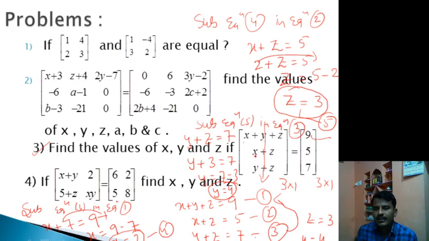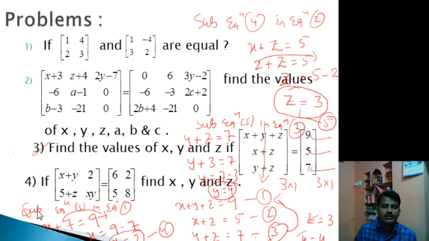X plus z. X is equal to how much? 2. Z equal to 3. 2 plus 3, 5. Yes, exactly correct. Y plus z. Y equal to how much? 4. Z equal to how much? 3. 4 plus 3, 7. So, it means we have calculated the values of x, y, z, and it is confirmed. These two matrices are equal.